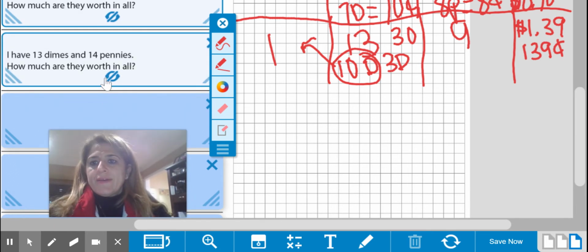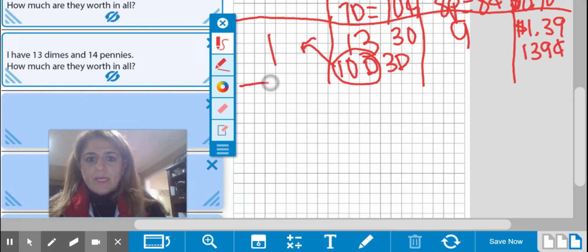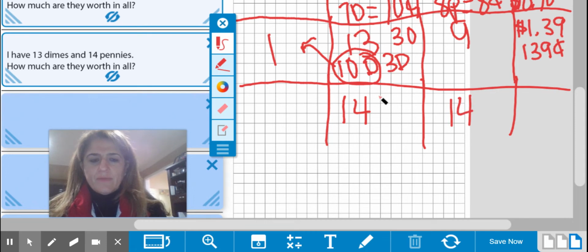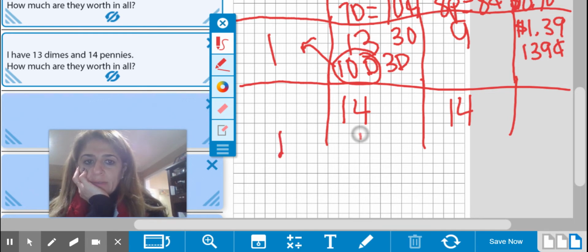I have 13 dimes and 14 pennies now. So put that line underneath. So now I'm looking at 14 dimes and 14 pennies. Well, just like here, 10 dimes equals $1 with 4 dimes left over. So we know we have $1.40.